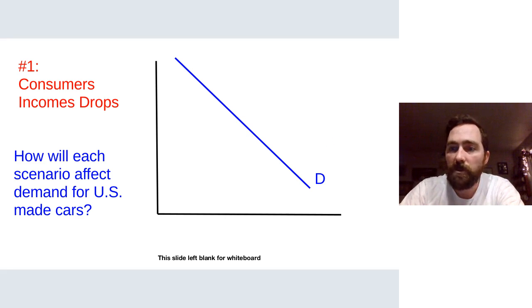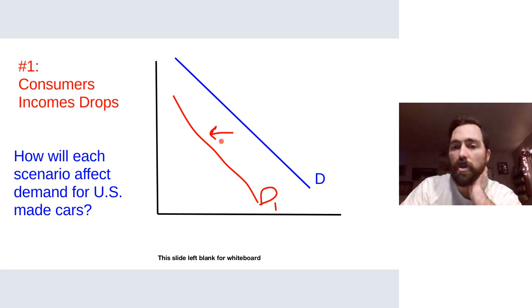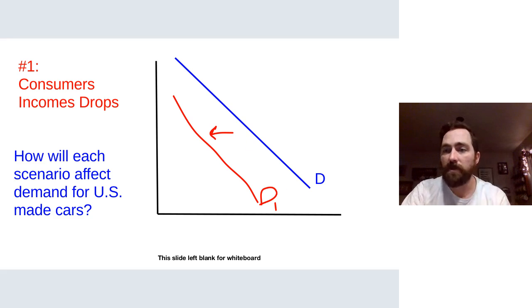Go ahead and pause the video and see how you do. If you paused the video, you should show a leftward shift. I'm going to draw it out for you. Make sure you draw an arrow showing a leftward shift and you label demand D and then D1, your new demand curve. Originally you were right here, and now you're right here.